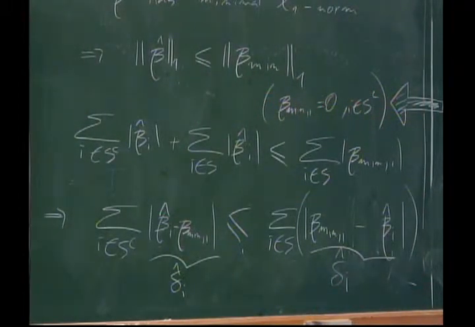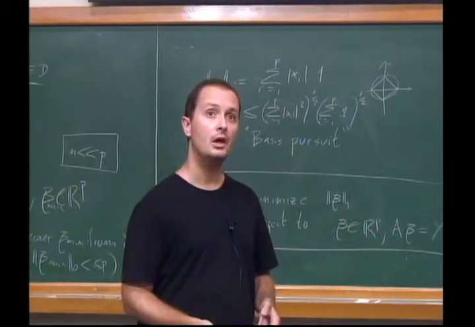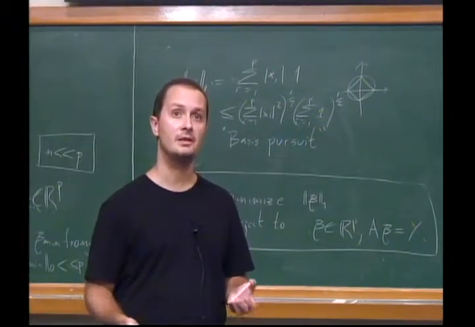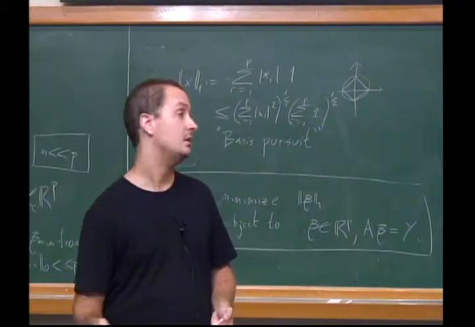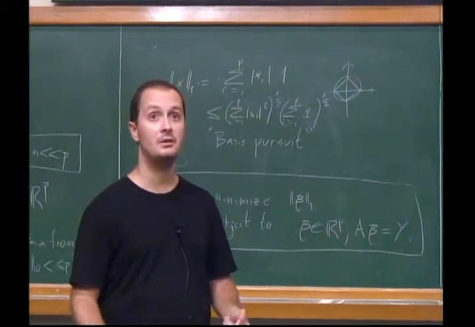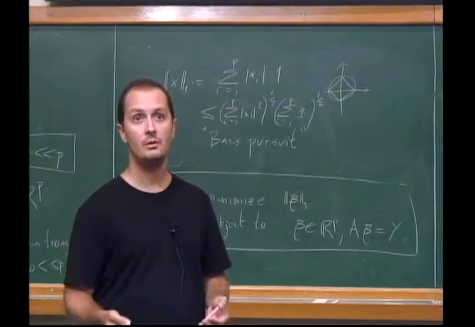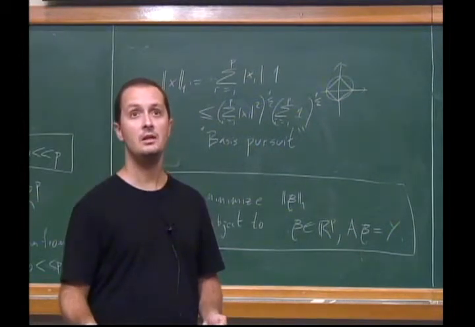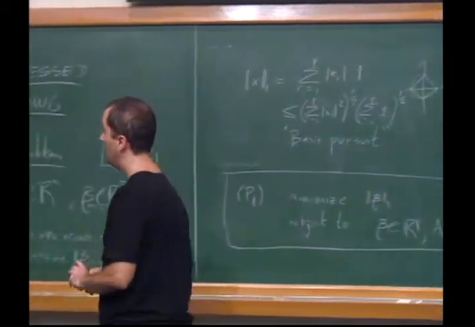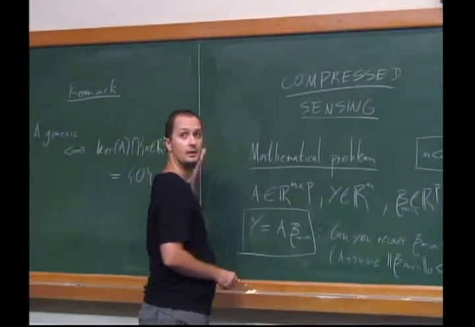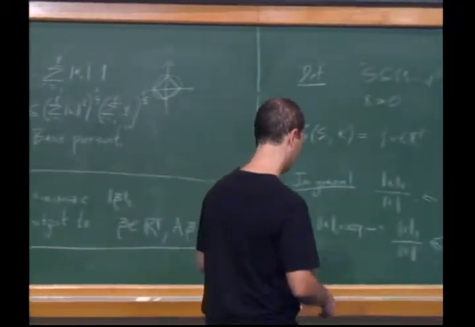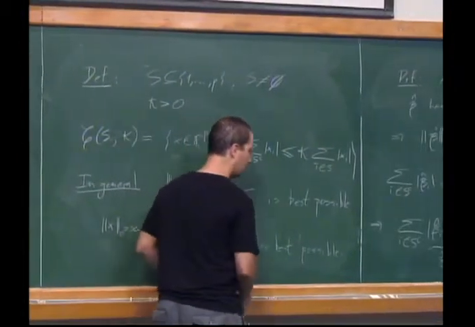Remember, in the previous problem, what we knew about delta hat is that it had to be a sparse vector. It had to be a vector whose number of non-zero coordinates was at most twice the number of non-zero coordinates of beta min. Because we assumed that the number of non-zero coordinates of beta min was at most n over 2, the number of non-zero coordinates of delta had to be at most n. And then we said we needed some sort of condition here to make things work.